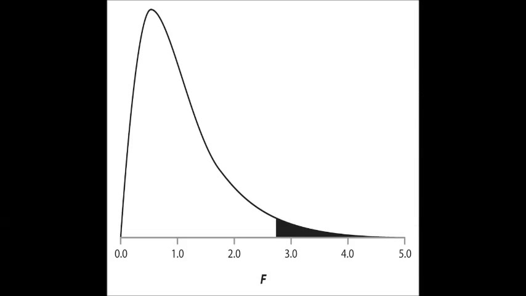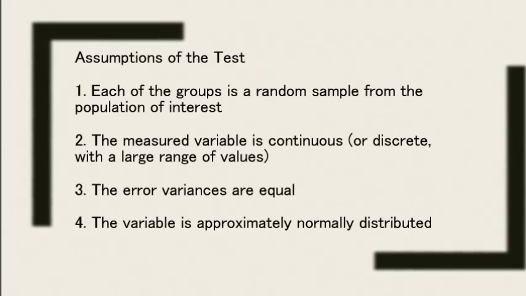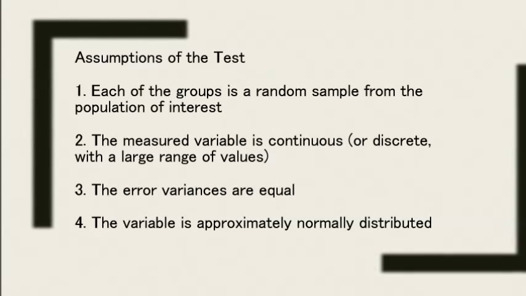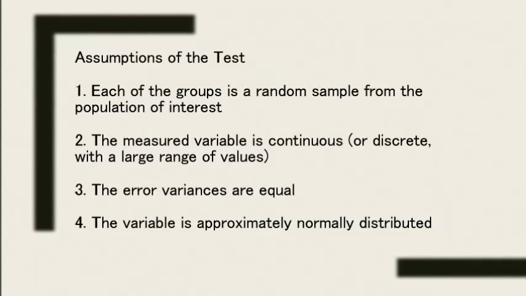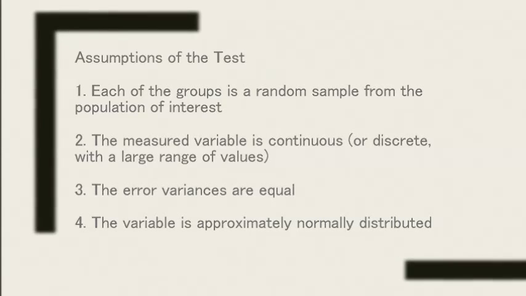The F statistic is found from the ratio of variance of the treatments over the error and is derived from an F distribution compared against an F critical value. There are several assumptions for this test, including each of the groups is a random sample from the population of interest, the measured variable is continuous, the error variances are equal, and the variable is approximately normally distributed.